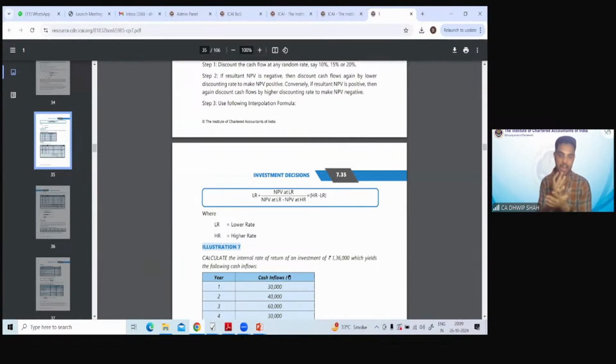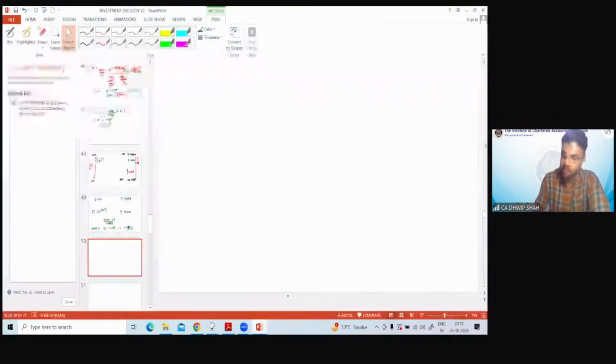First of all, IRR is the discounting rate where NPV is nil, zero. NPV is nil means present value of CI should be equal to present value of CO. Okay? And IRR is interpreted as the maximum earning capacity of the project. Means in this case, in illustration 7, our maximum earning capacity of the project is 10.75%.